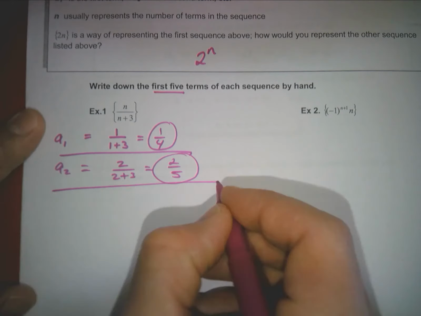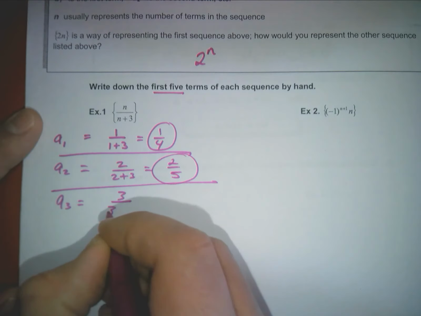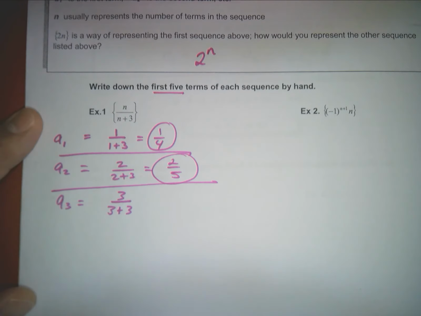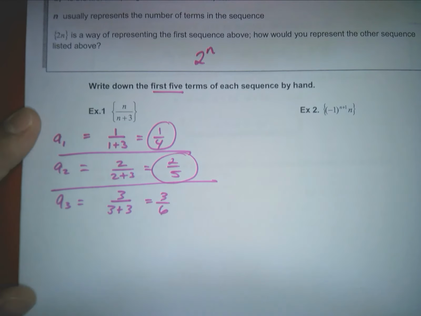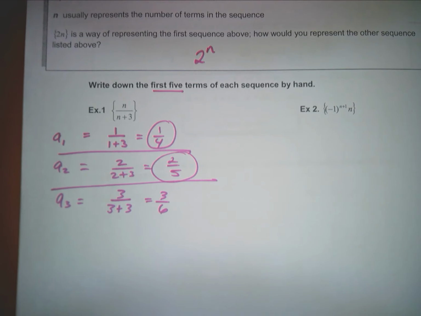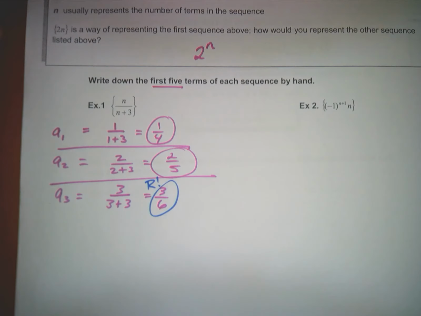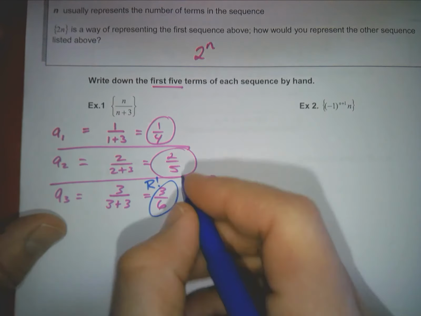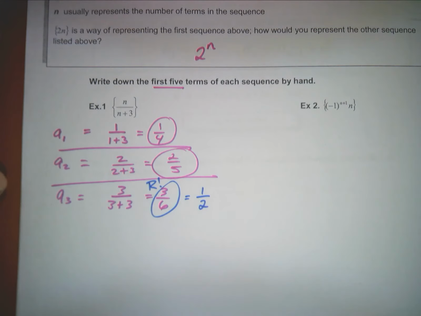And if I want the third term, plug in 3. 3 over 3 plus 3 is 3/6. Now, if you write that in MyMathLab, you're going to get it wrong because what do we need to do? We need to simplify, right? In class, if this was a test that I collected, I'd go R, and it's not because I'm a pirate. I have both of my eyes, because I want you to reduce R.